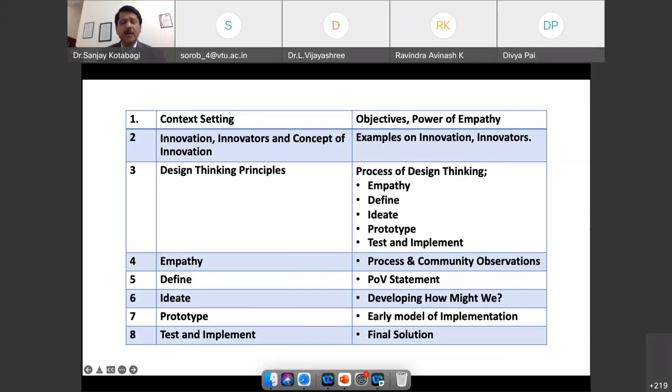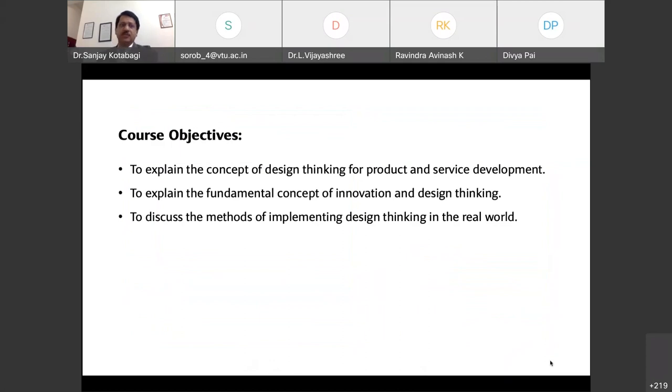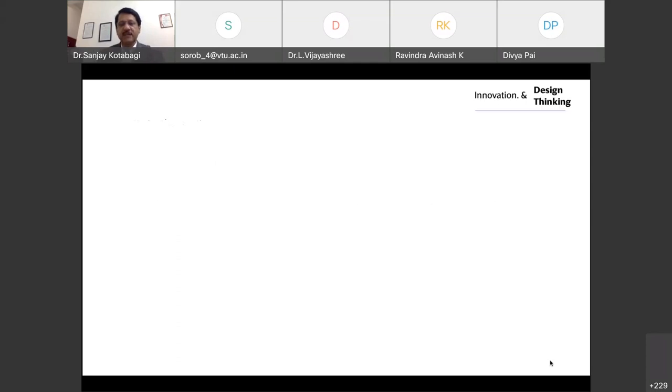Now, to continue our journey, we need to set the context. In fact, the other day we have seen these objectives, but to go in one particular sequence, some of the things we discussed in the 28th session on module 1 may get repeated, but in the flow they are essential. So let us again relook at the course objectives defined in the syllabus prescribed by VTU. There they say that it is to explain the concept of design thinking for product and service development, to explain the fundamental concepts of innovation and design thinking, and to discuss the methods of implementing design thinking in the real world. So I have just redefined them in this form.